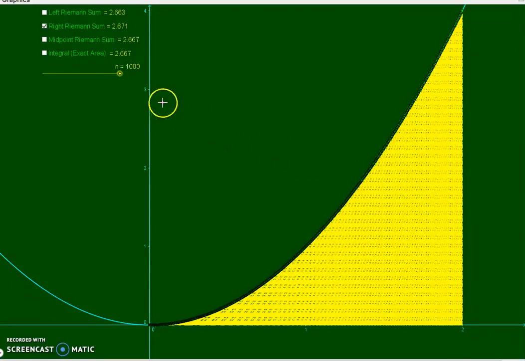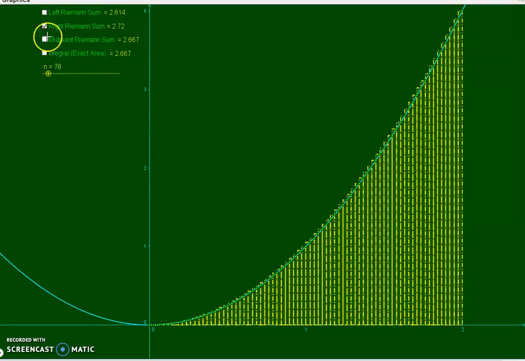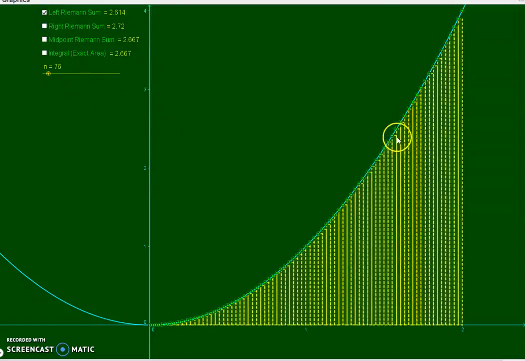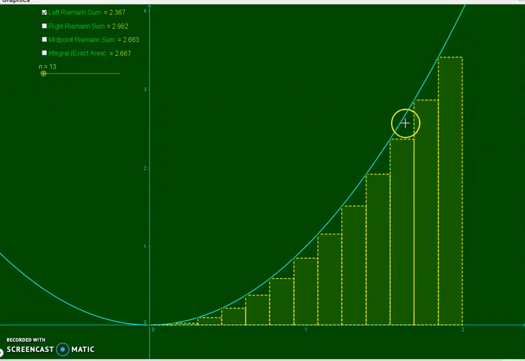So that's the idea behind this, that whether we're using a lower sum or an upper sum, the area that we're taking here becomes closer and closer to the actual area under the curve as we increase the number of rectangles. So that's the idea of area. And we're going to go ahead and put this into practice.